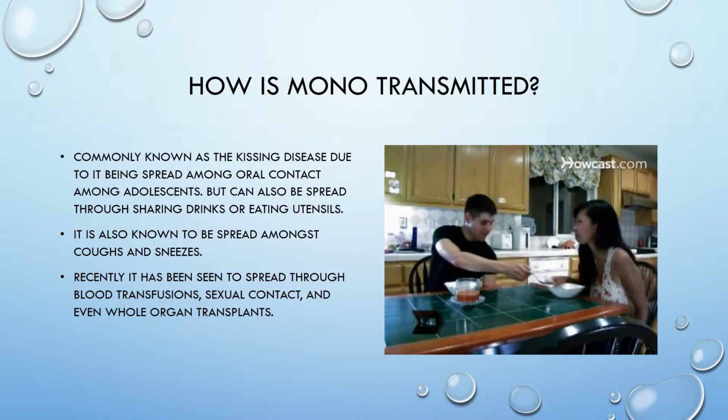So, how exactly is mono transmitted? Of course, it's called the kissing disease due to it being spread through saliva. It can also be spread through coughs and sneezes, but it is most commonly spread through saliva. People say, oh, it's the kissing disease, but you can also get it through sharing drinks or cups or eating utensils or anything like that. It has also been seen to be spread through blood transfusions and even sexual contact, which again is another bodily fluid, and even through whole organ transplants. I know that those cases are rare, but it is something to add.